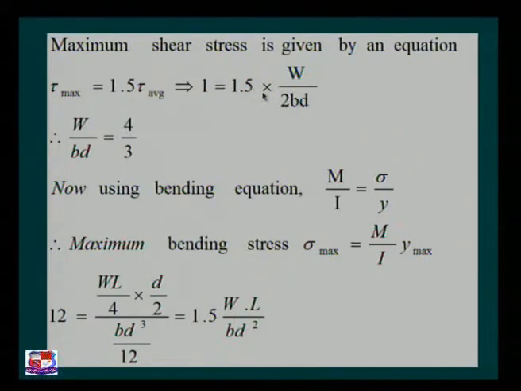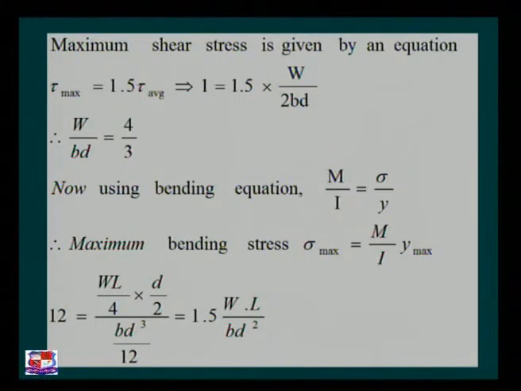So if we simplify this, 1.5 is 3 by 2, we achieve W by BD is equal to 4 by 3. We achieve a relationship between the point load and the cross sectional area as 4 by 3, but it is not our question. Our question is to find out the ratio of the B and D.